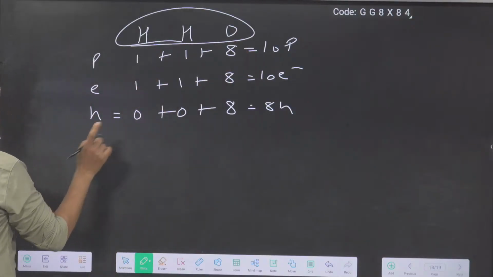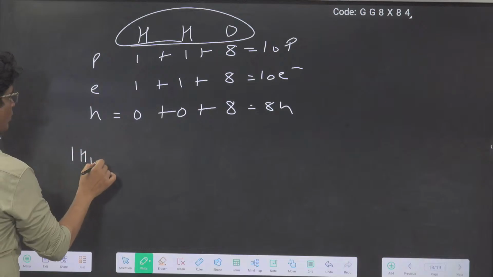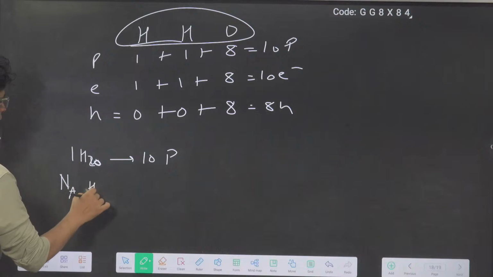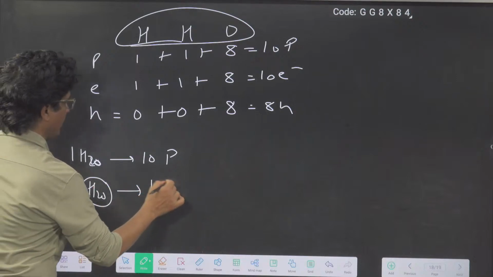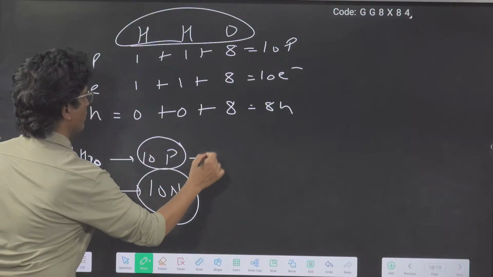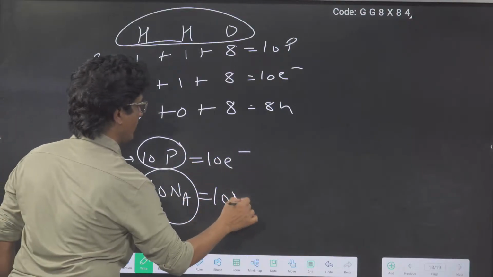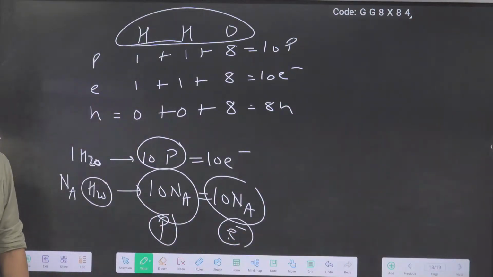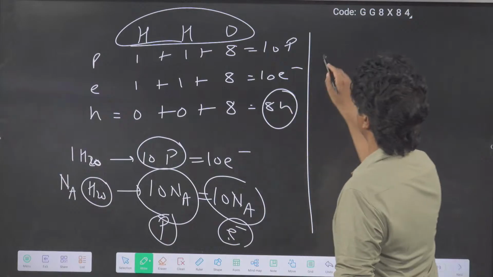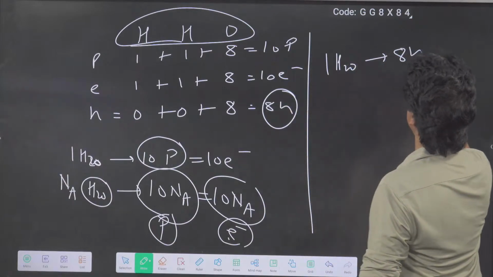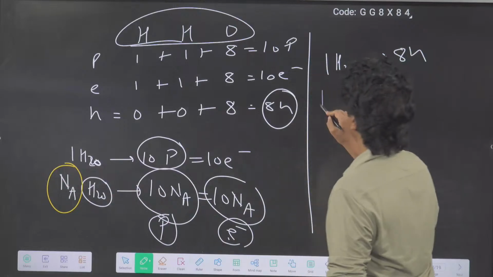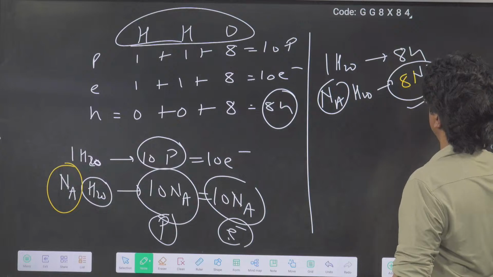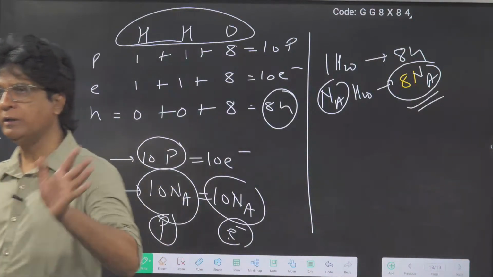Since we have Avogadro number of water molecules, and one H2O molecule contains 10 protons, Na number of water molecules will contain how many? Come on. 10 Na. Now since number of protons is also equal to number of electrons, this will also be 10 Na. This is number of protons, this is number of electrons. They both will be same. And let's look at number of neutrons. One water molecule contains 8 neutrons. We have Avogadro number of water molecules. So Na number of water molecules will contain 8 Na. Right? How many of you have got all the answers correct this time?